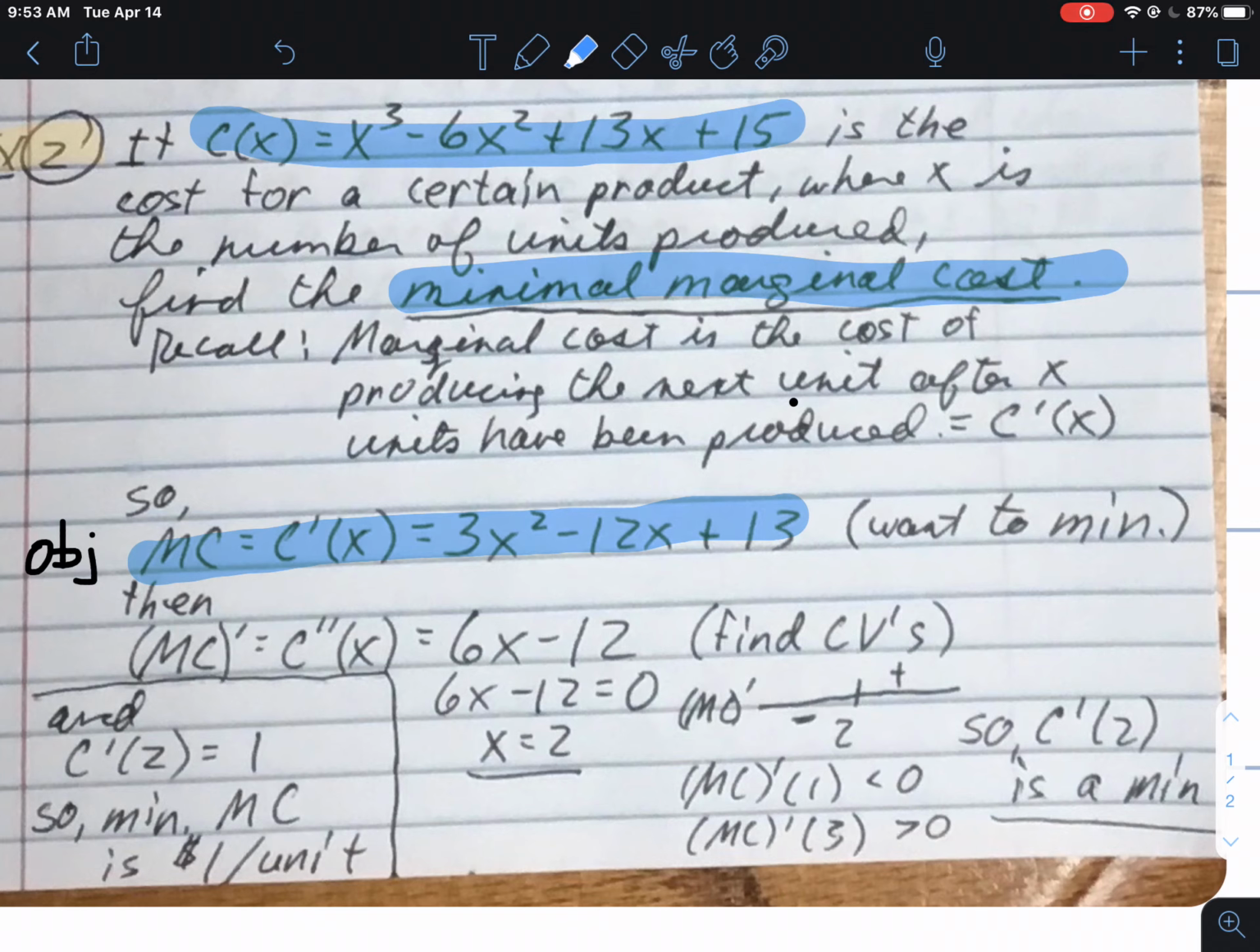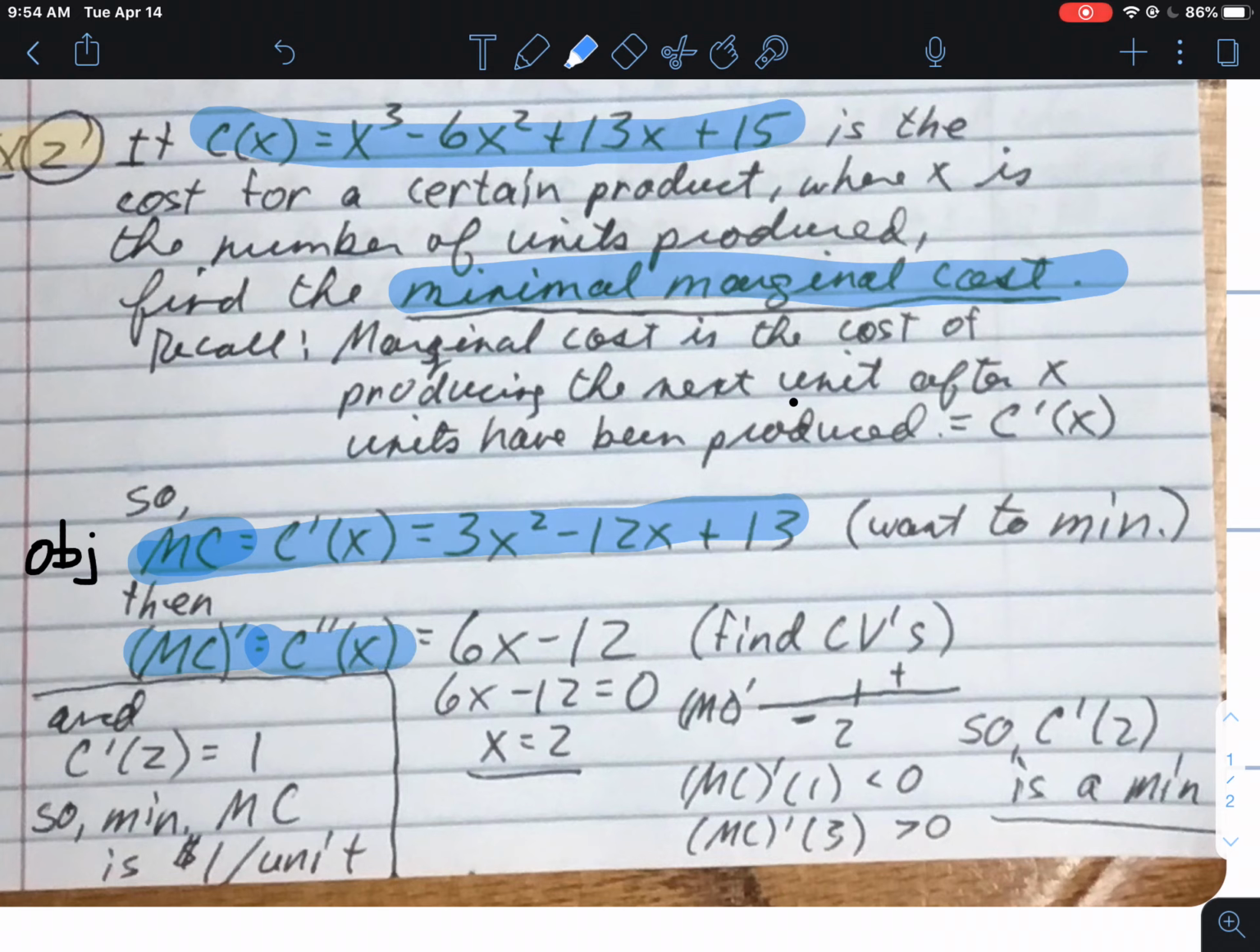If we were looking to minimize the cost like we did in the previous example, then we would find our critical values using C prime. Here, we're looking to minimize C prime. So I would use the critical values for C prime, which would come from our second derivative, right? Because again, this is C prime, it's also our marginal cost. So the derivative of the marginal cost, which is what we use to find our critical values, is also then the second derivative of our cost function, right? So you have to be careful.